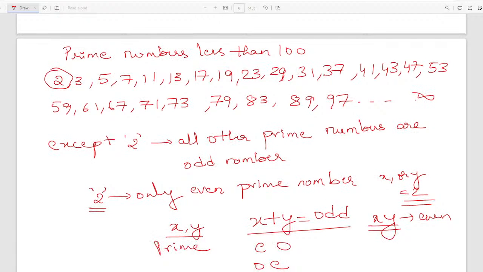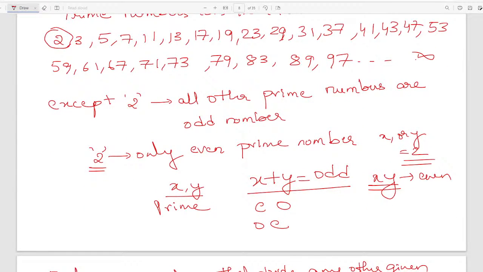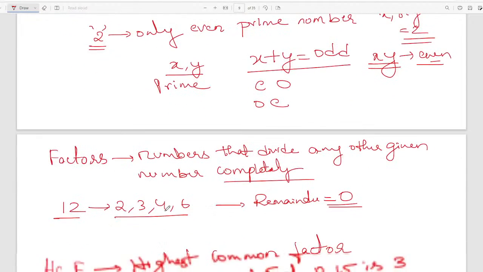So if you remember this property, if they give, for example, 2 numbers that are prime numbers, and when you add those 2 numbers, the result is an odd number, then one of those 2 prime numbers has to be 2. And if you multiply those numbers, since one of the numbers is 2, the result would be an even number.